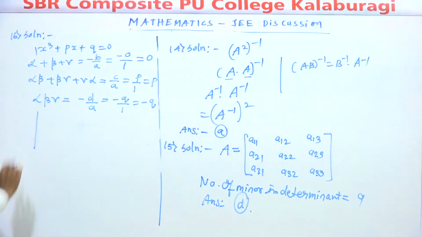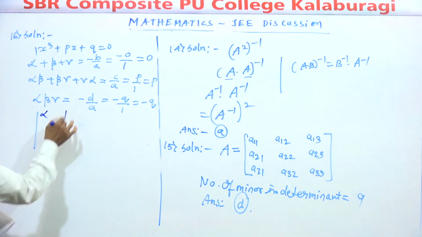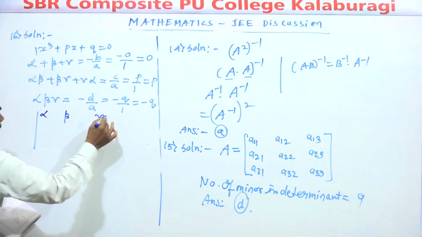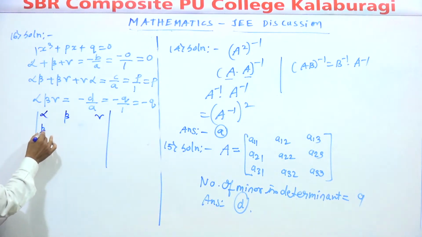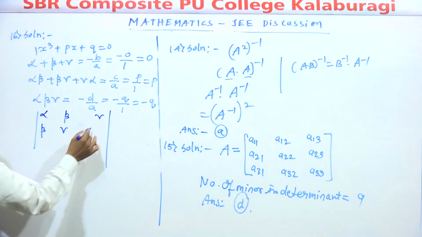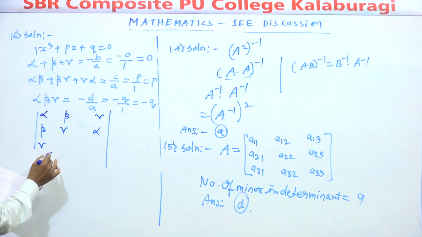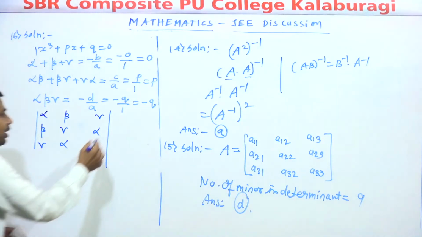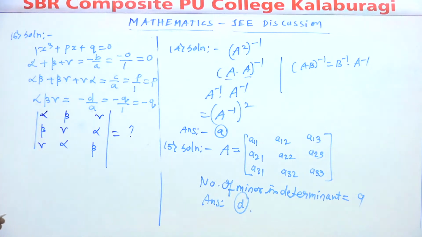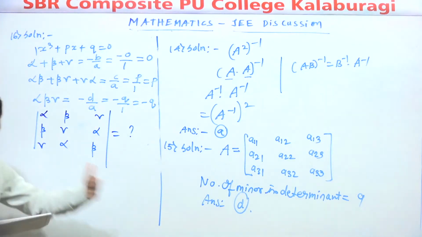So it is asking for the determinant value of alpha, beta, gamma; beta, gamma, alpha; gamma, alpha, beta. Right? So what is this determinant asking? Again, what is our first operation we are trying? R1 changes to R1 plus R2 plus R3, or C1 changes to C1 plus C2 plus C3. Do we get any common term?